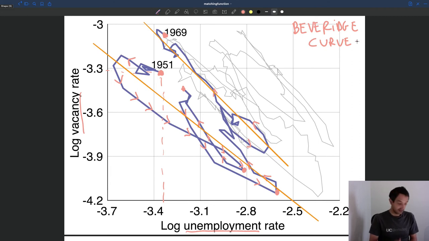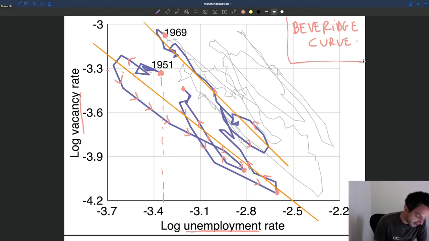And that relationship was then explored in the US in the 60s, and people discovered that in the US as well, the same Beveridge curve existed, that you had the same relationship between unemployment and vacancies. And then people started to look at many other countries, and they found that in many, many countries, you always see a Beveridge curve relationship like this. So this seems to be a very important empirical law that describes the labor market.